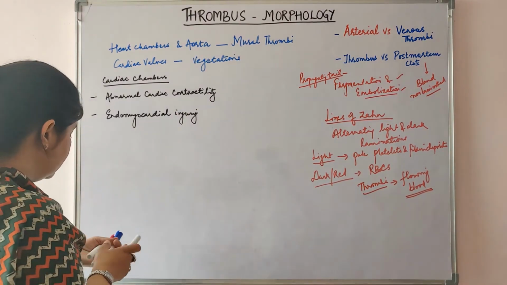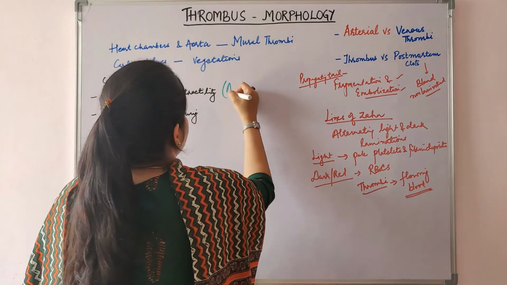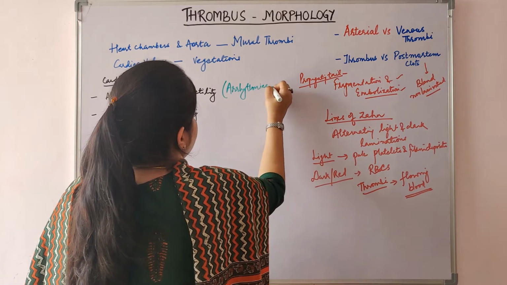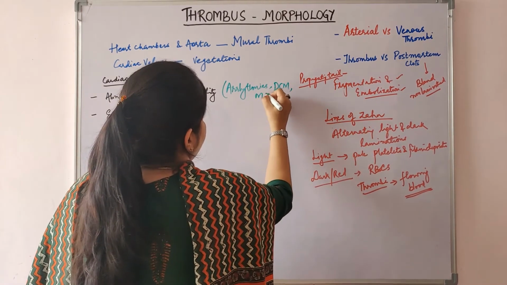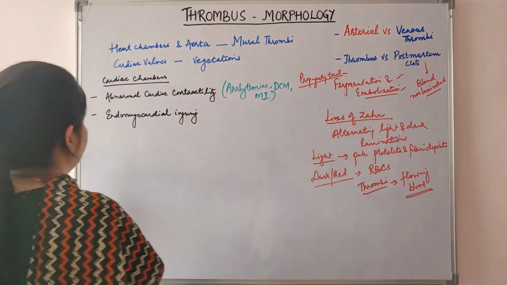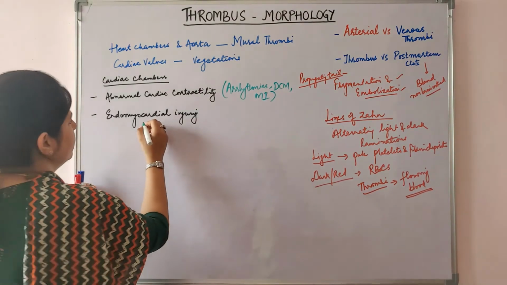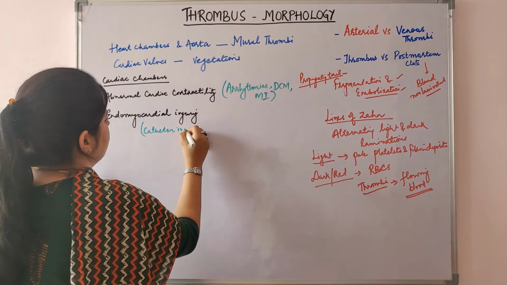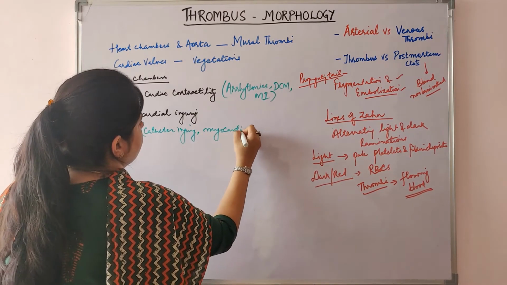What are the conditions in which abnormal cardiac contractility is seen? These are arrhythmias, dilated cardiomyopathy, myocardial infarction, and endomyocardial injury can occur because of catheter injury and also in myocarditis.